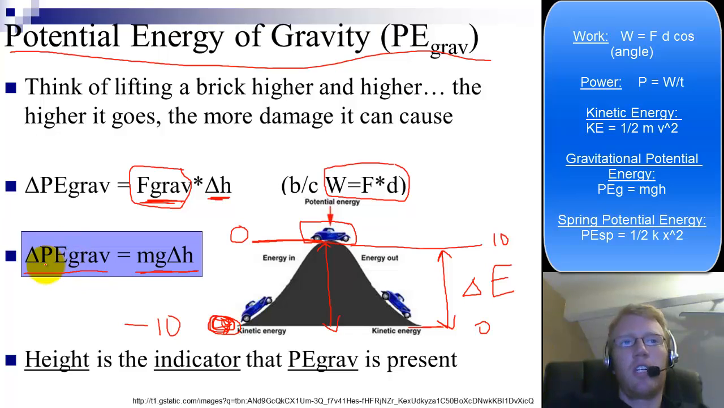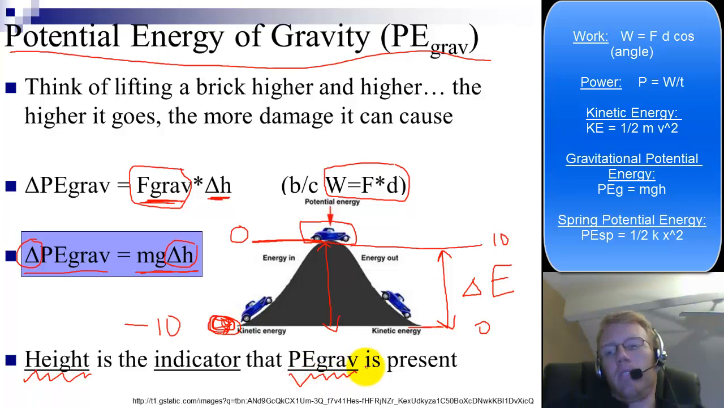So the potential energy of gravity, and notice there's a delta right here. We care about the energy changes, and the energy changes when the height changes. So mgh is the potential energy of gravity, and we look at the delta. If your object is changing height, then there's going to be a change in the gravitational potential energy.